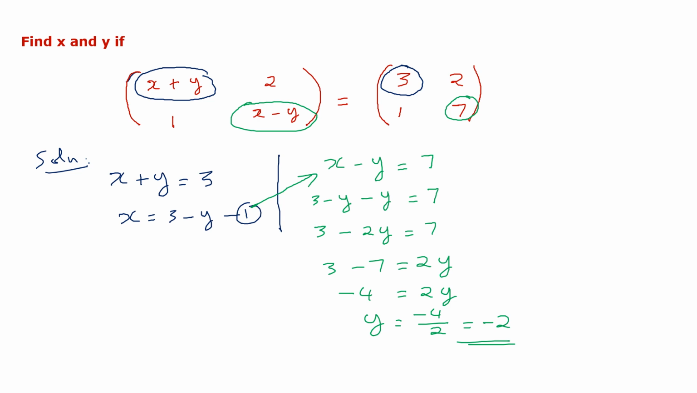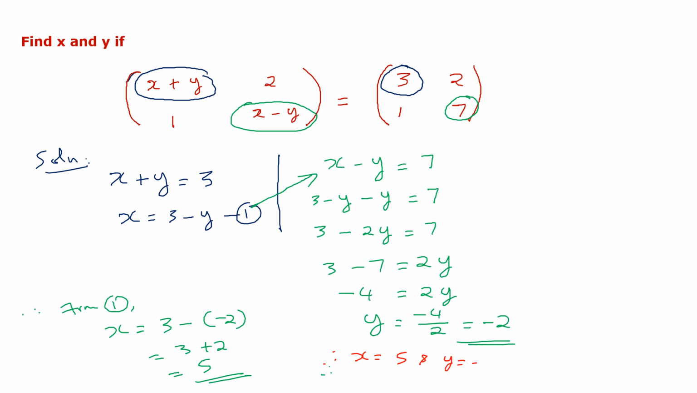Therefore from equation 1, what is x equal to? 3 minus y. What is y? Minus 2, right? So this becomes 3 plus 2, that is equal to 5. So what is the conclusion? Therefore, x is equal to 5 and y is equal to minus 2. This is the answer.